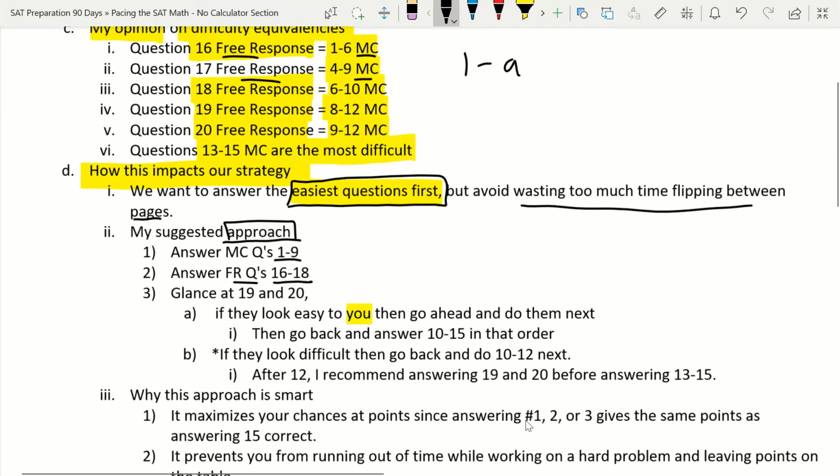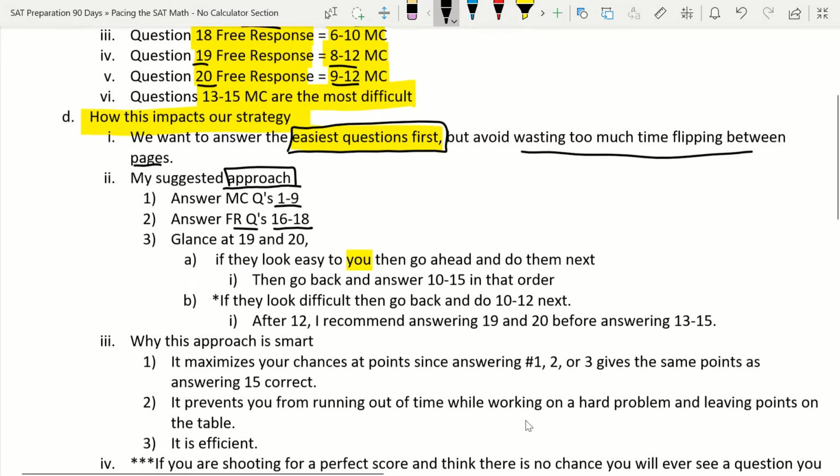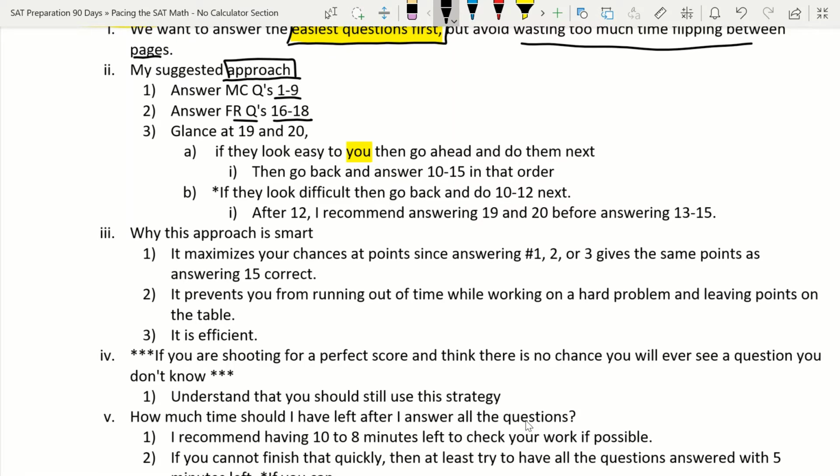Well, if you look at the difficulty equivalencies, we know question 19 is generally equal to questions 8 through 12, and question 20 is generally equal to 9 through 12. So which one would we want to do first between those two? Well, this is where a little bit of judgment comes in. After we answer question 18 on the free response, you want to glance at 19 and 20. If they look easy to you, then go ahead and do them next. Then after you do them, you would go back and answer 10 through 15 in that order.